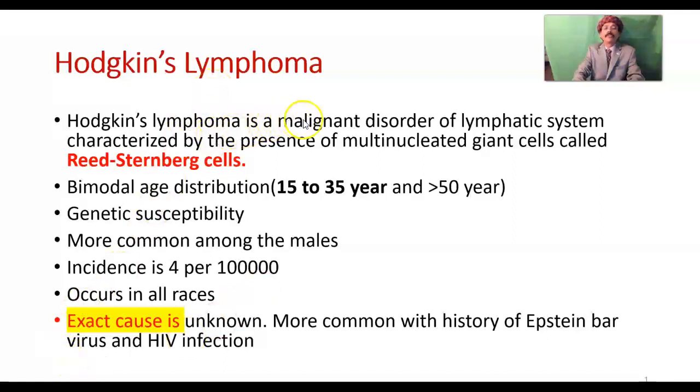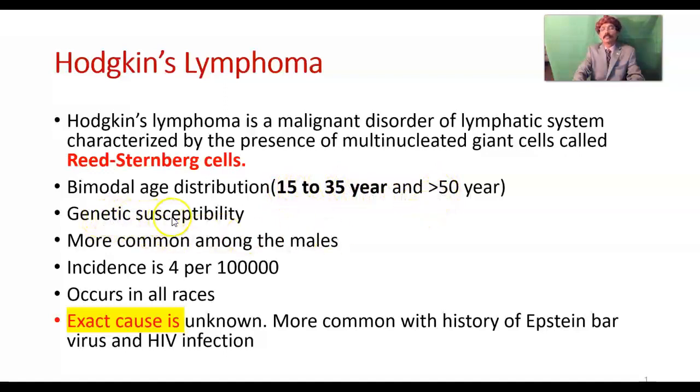Hodgkin's lymphoma is a malignant disorder of the lymphatic system characterized by the presence of multinucleated giant cells called Reed-Sternberg cells. It has a bimodal age distribution: it usually happens between the ages of 15 to 35, or after the age of 50.